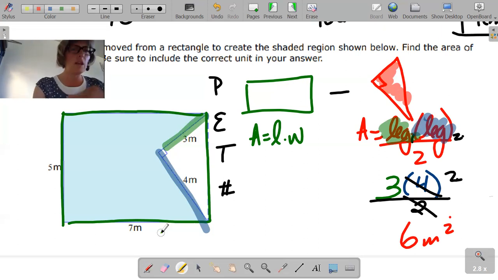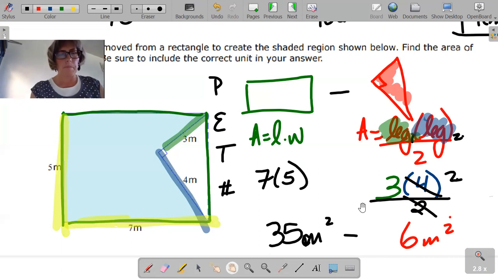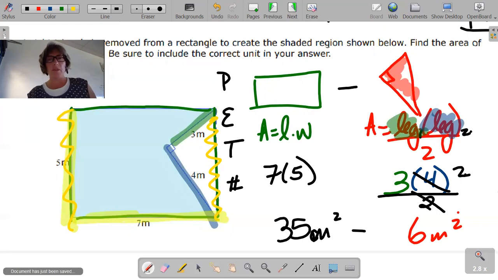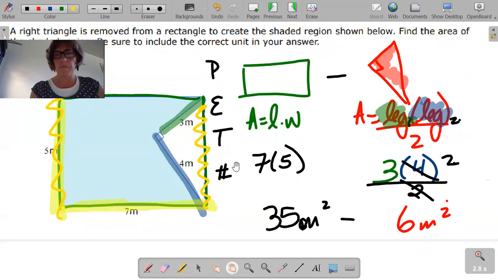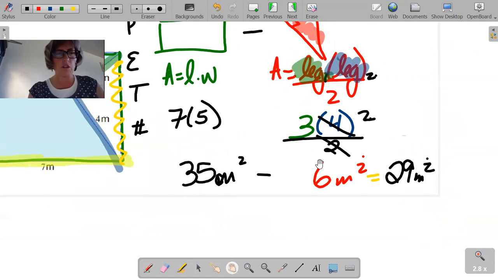Rectangle, you think a rectangle is easy? It is. And it is length times width. So our length here is 7 times 5, 35 meters squared. Now, just in case they don't actually give you the length here, you could have found it using the Pythagorean theorem. Have 2 sides, need 3rd side. Pythag, but they were generous this time. So, of course, this is 29 meters squared for the shaded region.